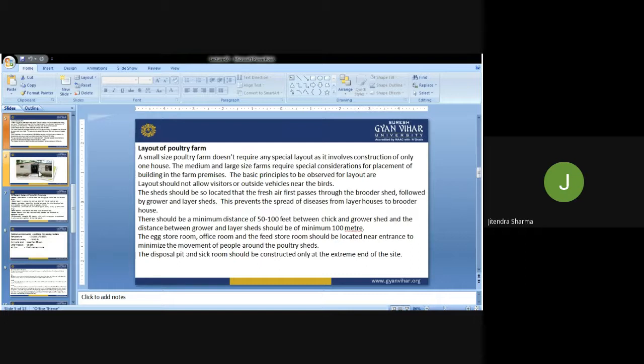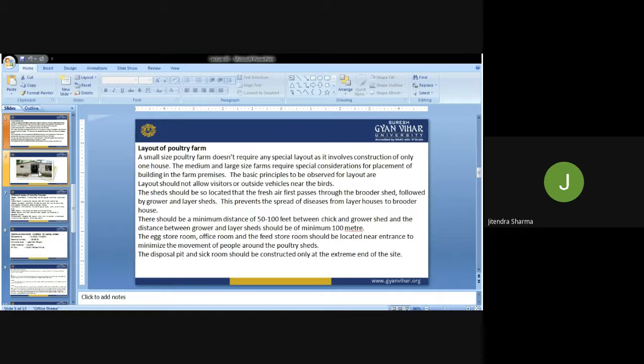So if the food grains come through a trolley, we can immediately store them in a storeroom. If it is nearby the poultry farm, or nearby the house we have built for the poultry, then there is a possibility of transmission of diseases through the people. So while we are building, we have to think about all these things.